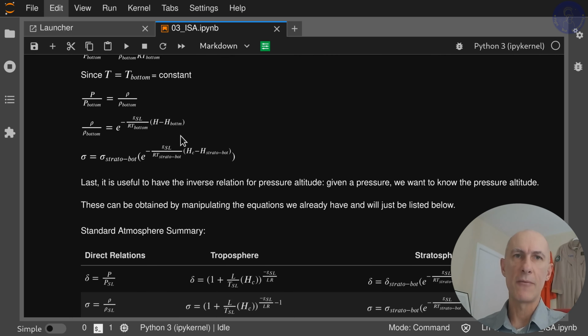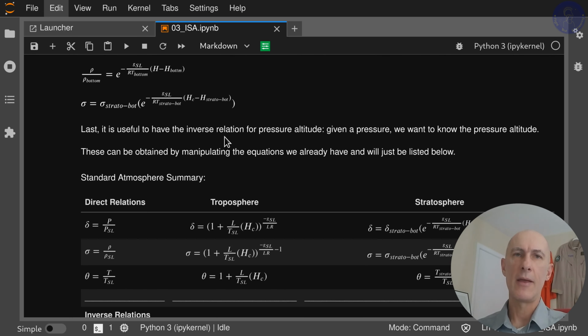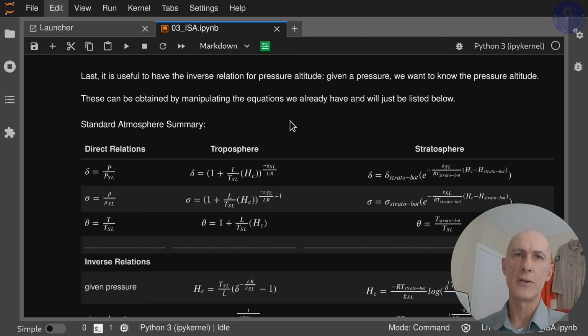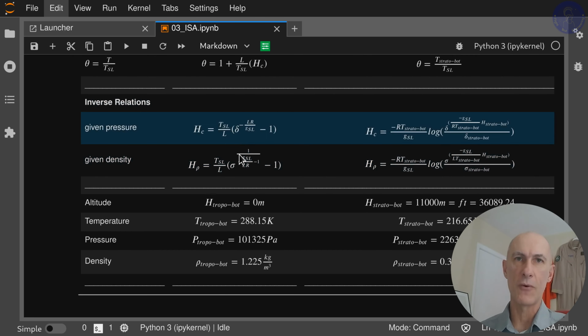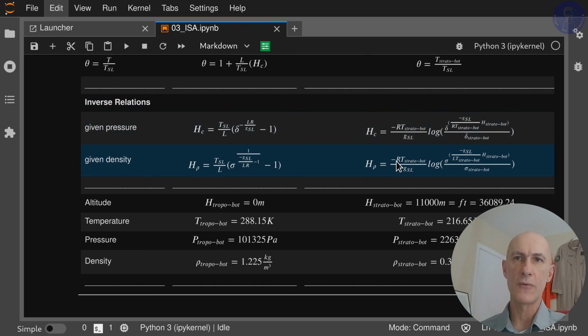Same idea for the density equation. And the last thing that I want to touch base on here is that sometimes it's useful to have the inverse relationship. So given a pressure, we want to know the altitude that it equates to. And manipulating the equations above, you can invert the relationships and end up with these results here. This for the troposphere and this for the stratosphere.